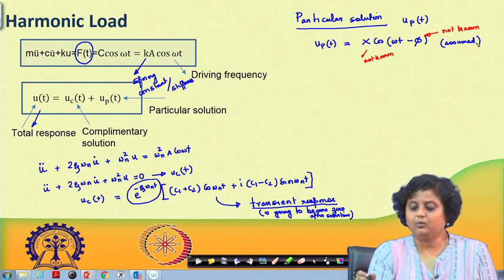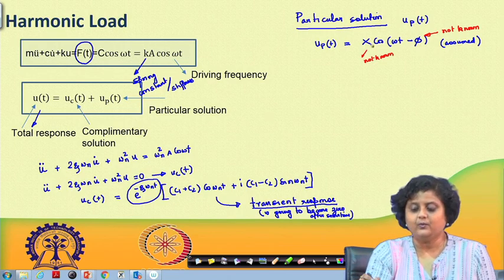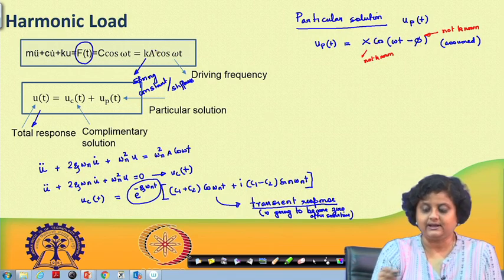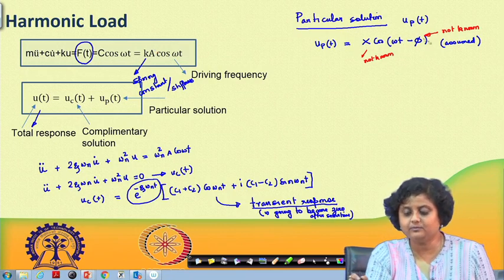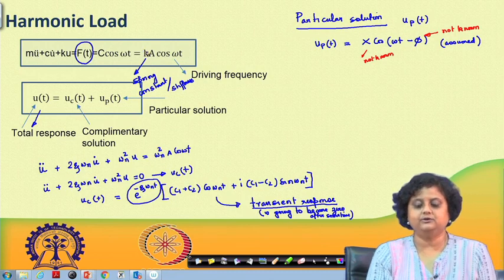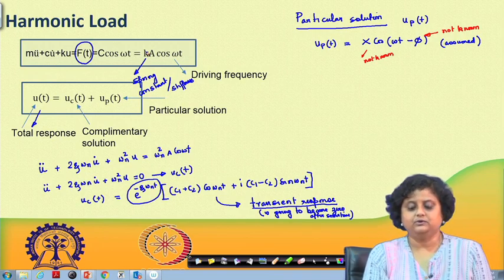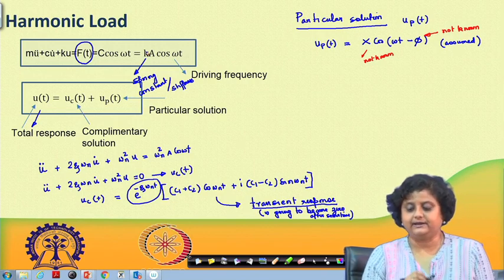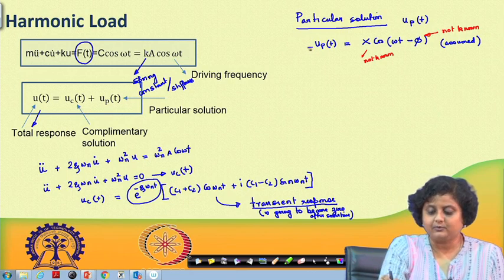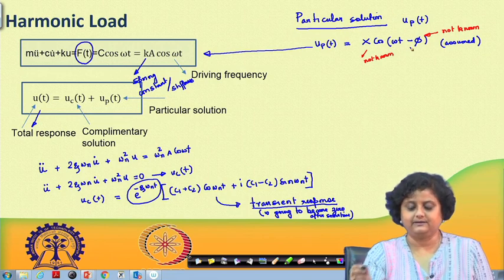What do we do to find out x and phi? We plug this into this equation and see for what values of x and phi this assumed solution is going to be a solution of this equation. If we can find that, then we can find out the particular solution of the system. So, I am going to plug this solution into this equation and solve for x and phi.